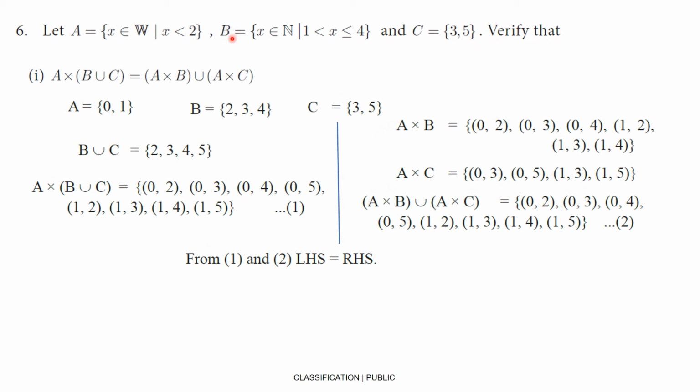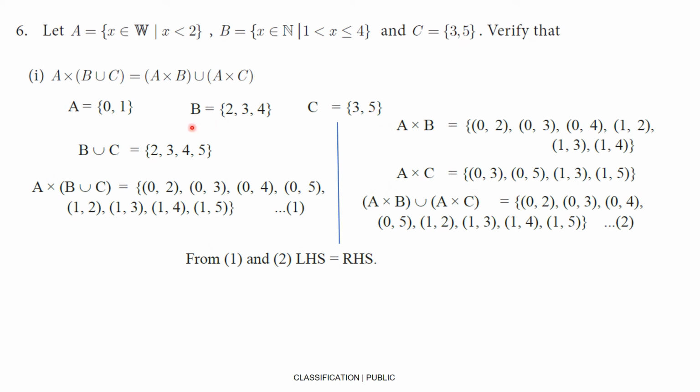And B equal to natural number X belongs to N such that 1 less than X less than or equal to 4. That means 2, 3, and since it is less than or equal to 4, you have to take 4 also. So {2, 3, 4}. Equal to means you take that number also. And C equal to the given {3, 5}.